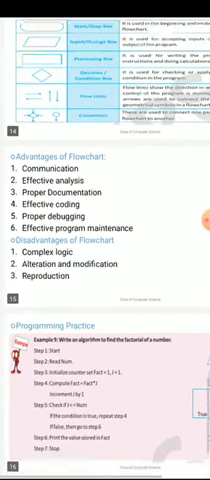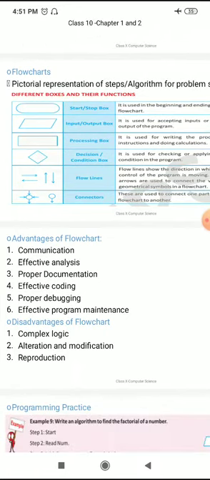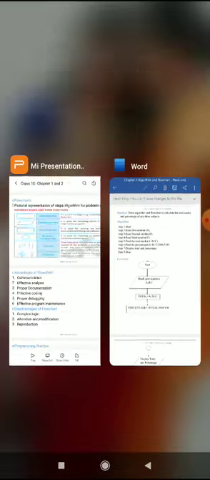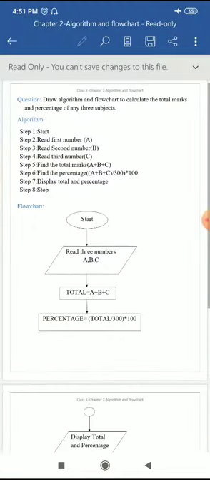So with that I'll be concluding the chapter. Now we'll be going on to the lab activity. This time we are not going to the lab. What I taught you is algorithm and flowchart, so with an example you're going to draw the same. The question is: draw an algorithm and flowchart to calculate the total and percentage of three subjects. You know the logic: you will be reading three numbers, then finding the sum, then dividing by the total, then multiplying by 100. Same thing we are putting into words.